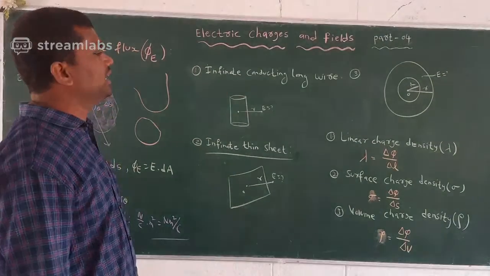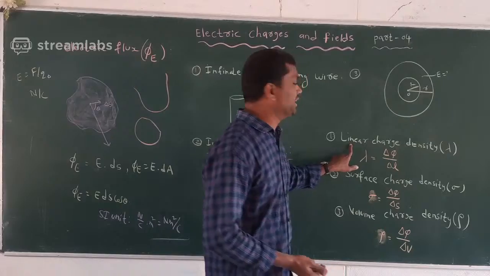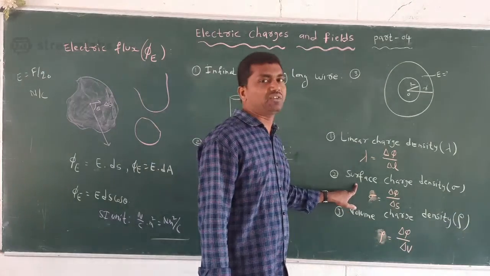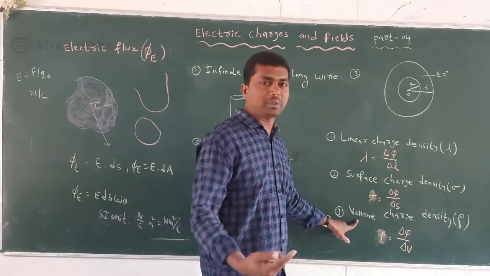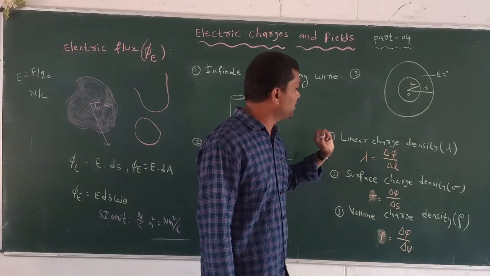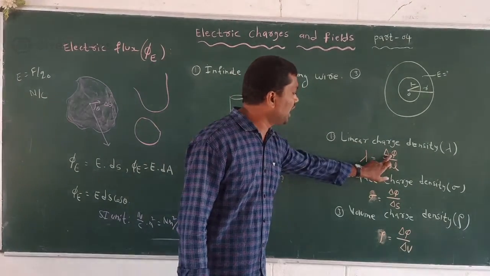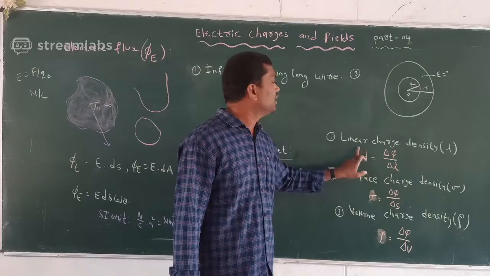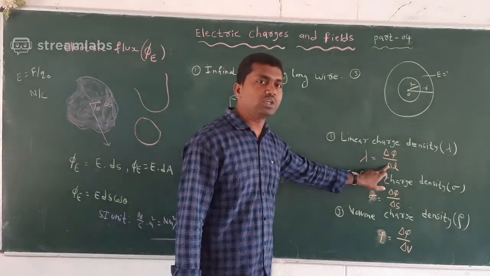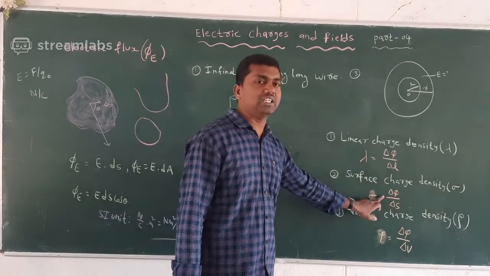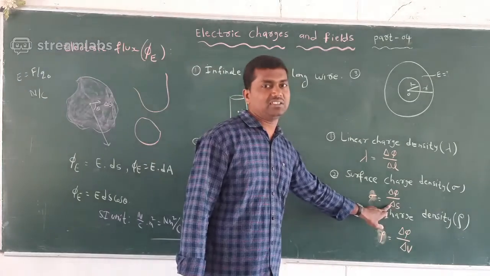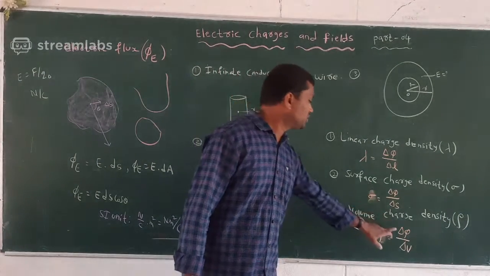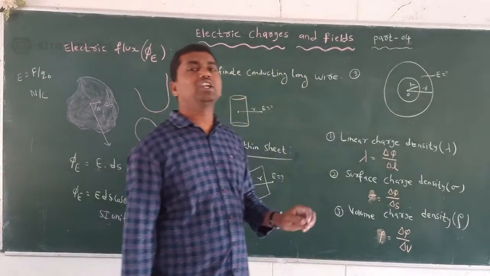So what is the meaning of delta Q by delta L? Linear means it represents the length of the object. Surface means the area of cross section of the object. And volume also represents the volume of the object. So the definition of linear charge density is charge per unit length. In the same manner, the definition of surface charge density is charge per unit area. The third one, charge per unit volume is called volume charge density.